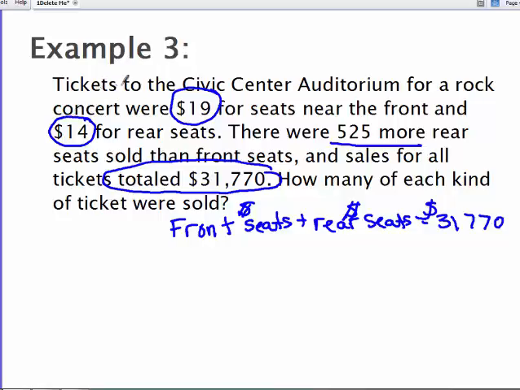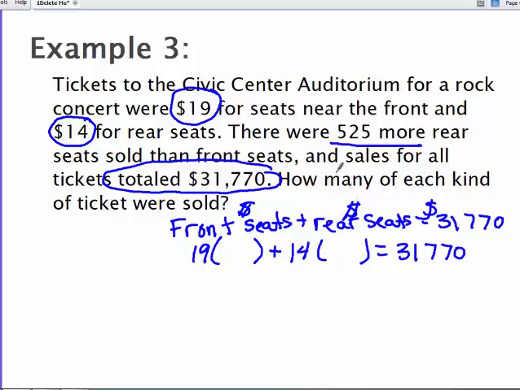It says tickets to the concert were $19 for seats near the front. So these front seats were $19 times however many we sold, compared to the rear seats, which were $14 times however many we sold. That's how we get the 31,770. So let's figure out how many of each seat were sold.